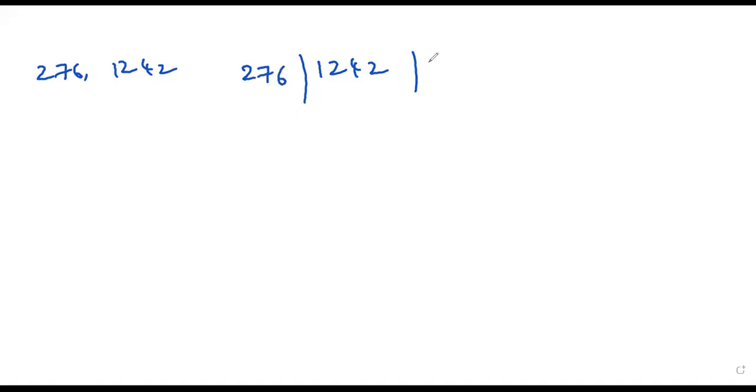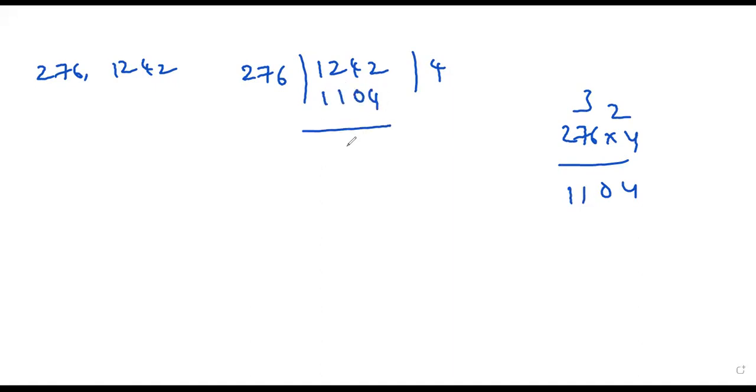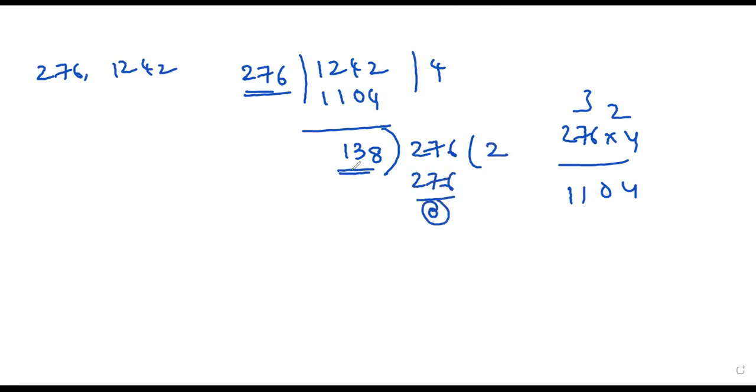276 and I'm taking here 4. 276 into 4, you will get 4 6s are 24, 4 7s are 28, 30, 4 2s are 8, 11. This is 1104. So you are getting remainder 138, and you have to take this number here, 276, and if you take 2s you will get 276 and remainder is 0. Now this is our HCF. This is our HCF. Okay, now the answer is 138.